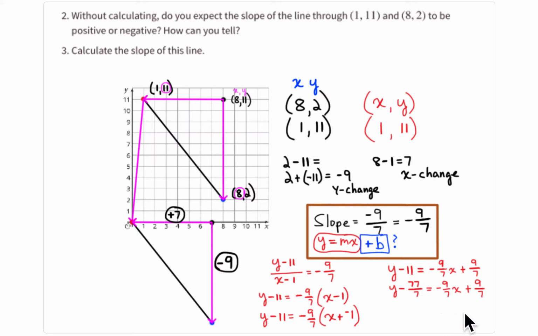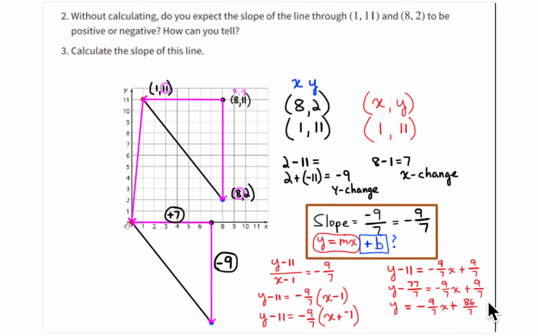And at the same time, I added 9 7s. So I'm going to add this 9 7s back, and I'm also going to add 77 7s back, and I'm going to also add this 9 7s to that. So it's 9 plus 77. 9 plus 77 is 86 7s.